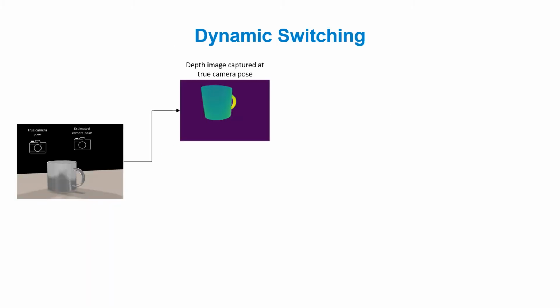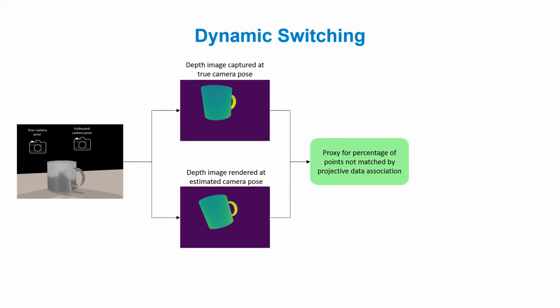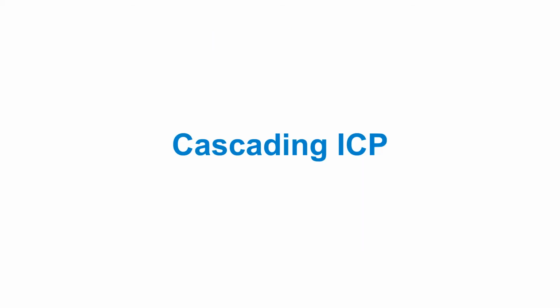We propose dynamic switching to optimize the choice of the data association method. This simple method first renders the object at the current ICP estimate. It then calculates a proxy for the percentage of points for which projective data association would fail to find a correspondence. It then chooses projective data association if this proxy is lower than some threshold. Otherwise, it chooses nearest neighbor data association as it is more robust to initialization.